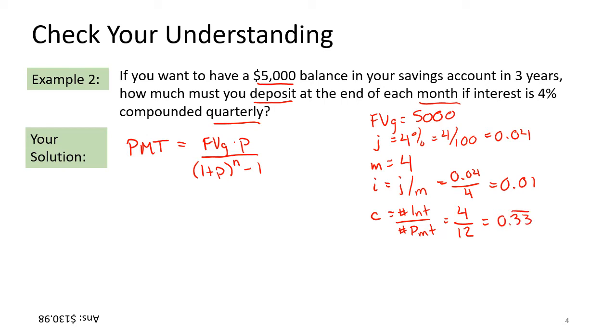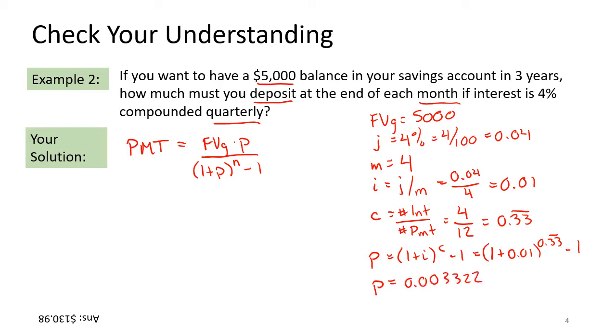Using that, we can now solve for our equivalent rate of interest, P, and that's 1 plus our periodic interest rate to the exponent C, minus 1, which is 1 plus 0.01 to the exponent 0.33, again a repeating decimal, minus 1. And that gives us an equivalent interest rate of 0.003322.